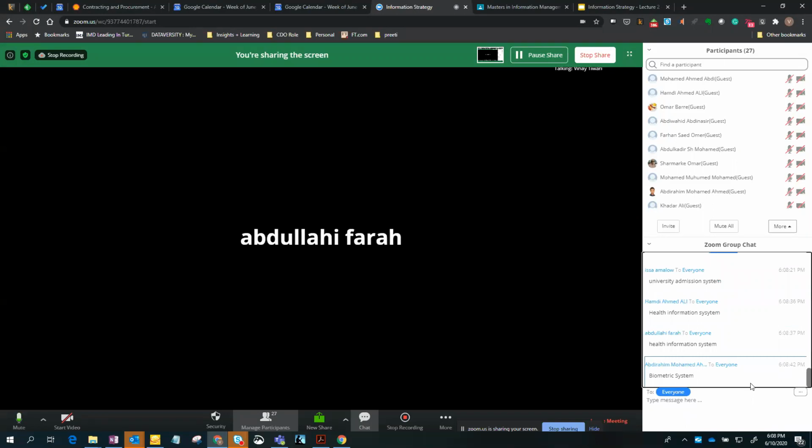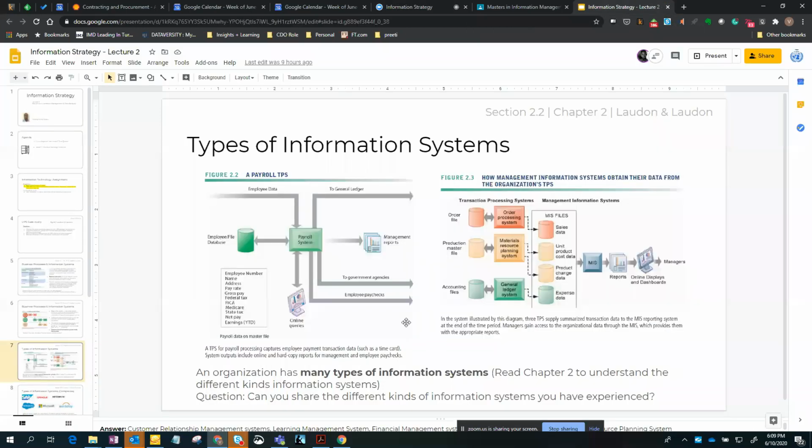And that's why you can have different kinds of information systems, because they solve different problems, they address a different business process. So it's very important to understand that the business process drives the information systems, and because different business processes exist, there are different information systems that exist. Very good.